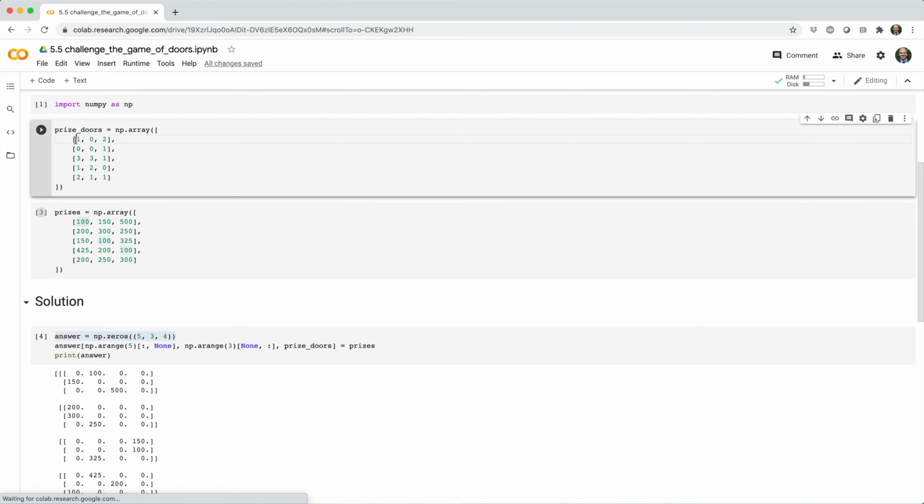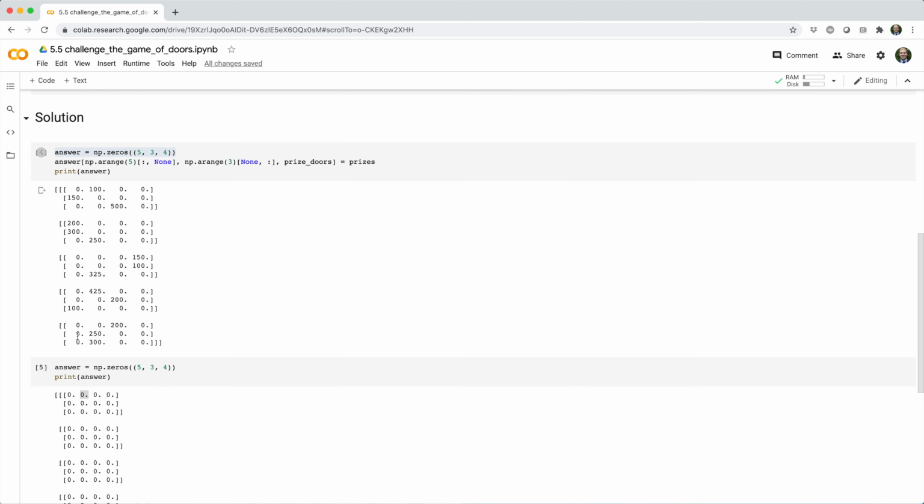So if we think about these doors where the cash prizes were hidden, well, this is game 0, round 0. This one represents game 0, round 1, game 0, round 2, game 1, round 0, game 1, round 1, game 1, round 2, and so on. So we can build corresponding 5x3 index arrays for the game indices and the round indices. So let's go ahead and do that.